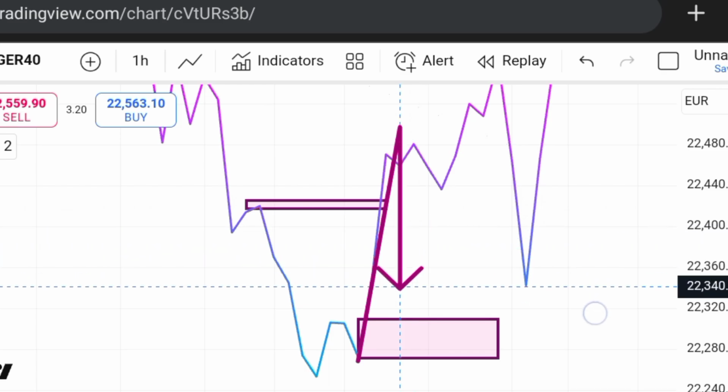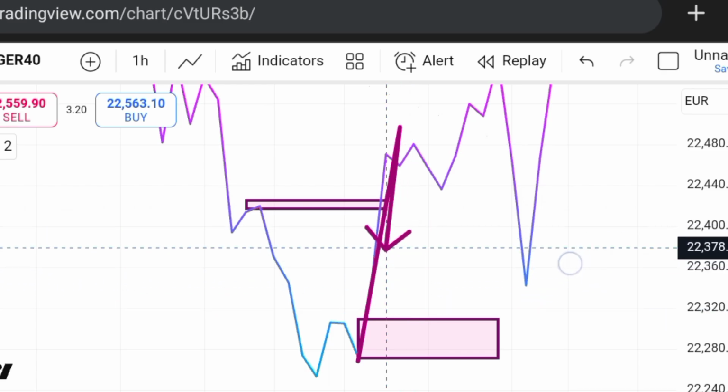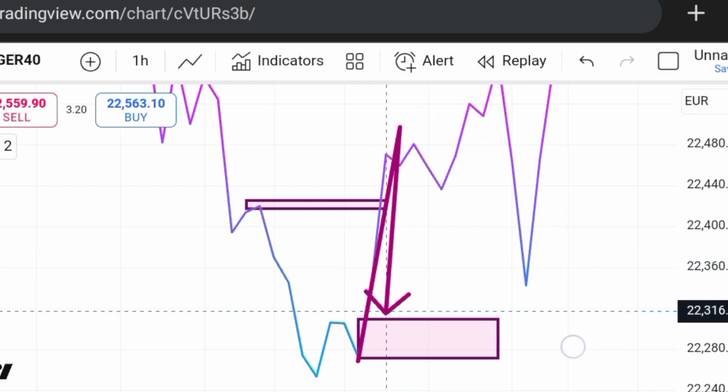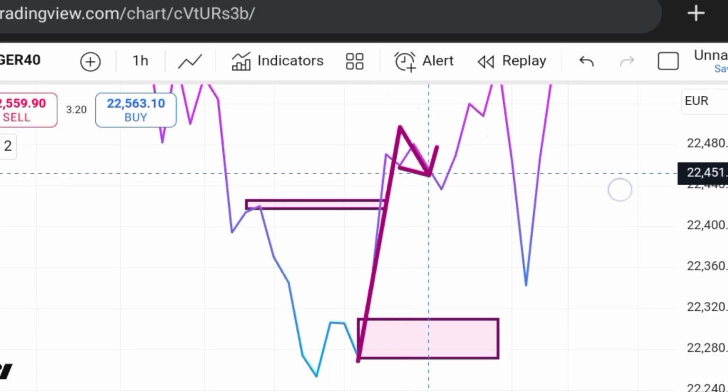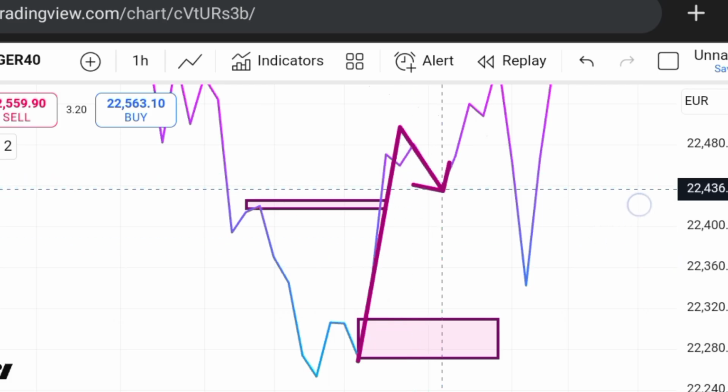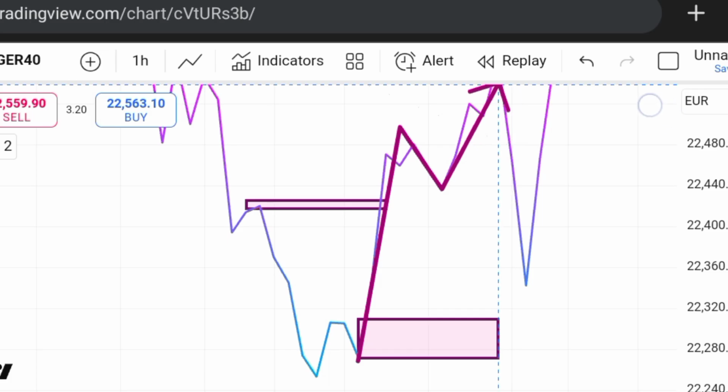It's not even up to 20% of this zone. It hasn't come into this zone at all. You see the retracement. So this is what I was talking about. It's just a kiss, and it popped out again. It popped up again to the upside.